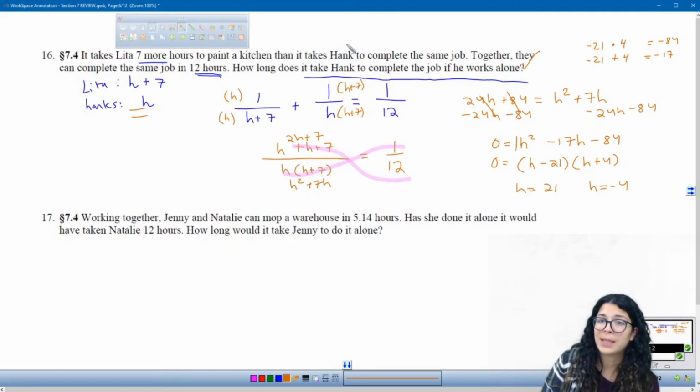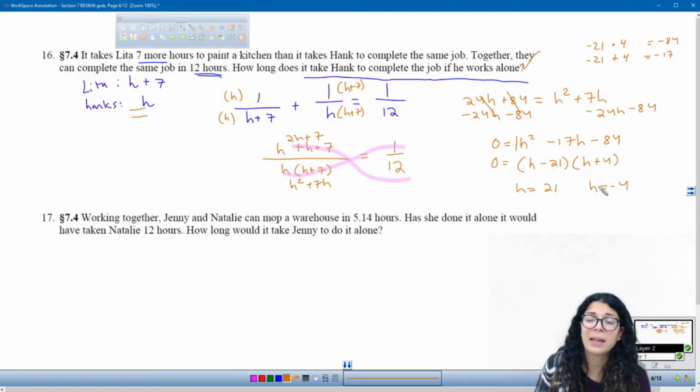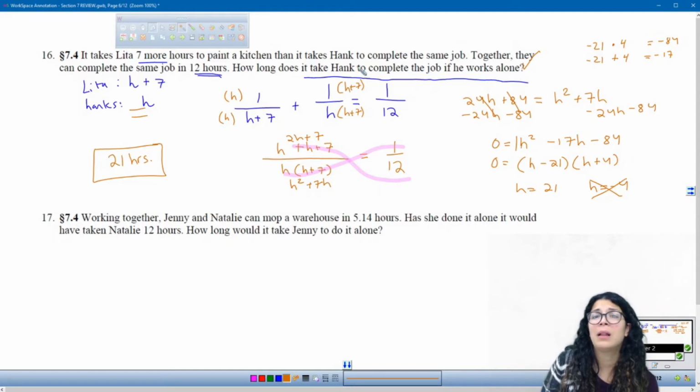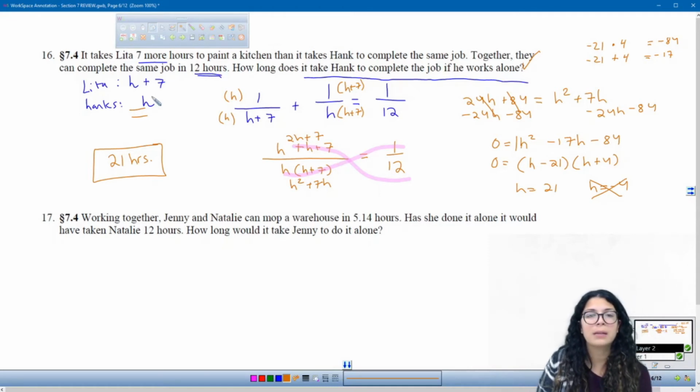Now H represents Hank's time. He cannot take a negative amount of time to do this kitchen painting project. So that solution gets tossed out, which means that Hank takes 21 hours to complete the job. Now, if the question was how long does it take Lita, then Lita's time is just 7 more than that, so Lita's time will be 28 hours. But it asks for Hank's time. H represents Hank's time, so that's just 21 hours.